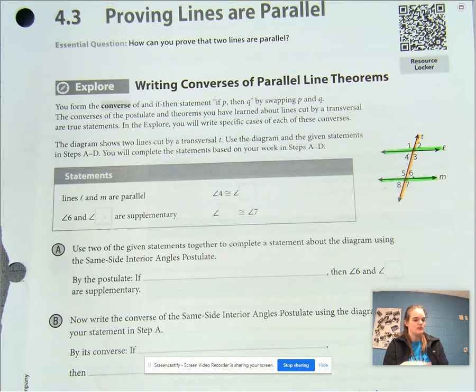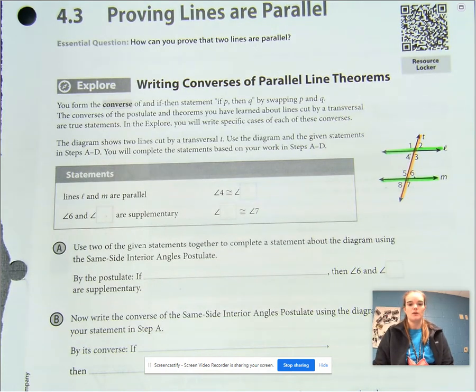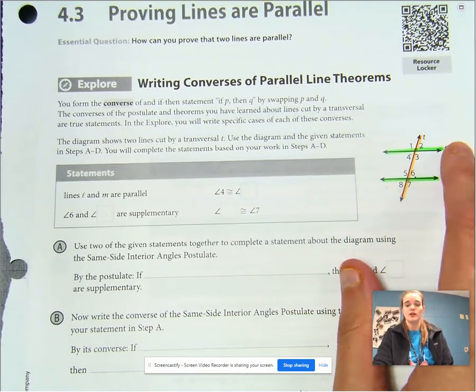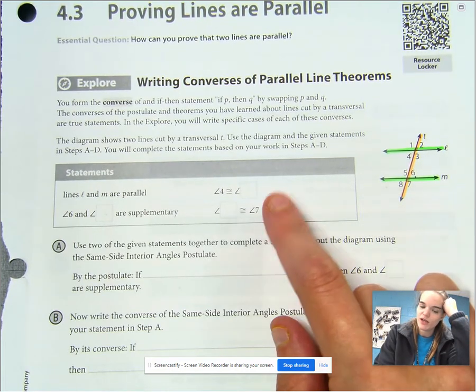So yesterday it was if parallel lines are cut by a transversal, then corresponding angles are congruent, or whatever else. So today, converse means we swap those. We say if corresponding angles are congruent, then you have parallel lines cut by a transversal. In order to talk about the converses, we are going to name some relationships here. We are told L and M are parallel, so I'll highlight those in green, and they're cut by this transversal T.